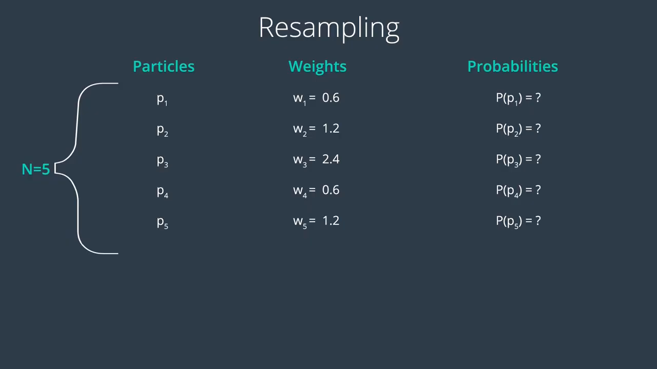Now suppose that you have 5 particles, each with an importance weight. Compute the probability of drawing each particle in the new set. Use the C++ coding section and follow the instructions to print the results.